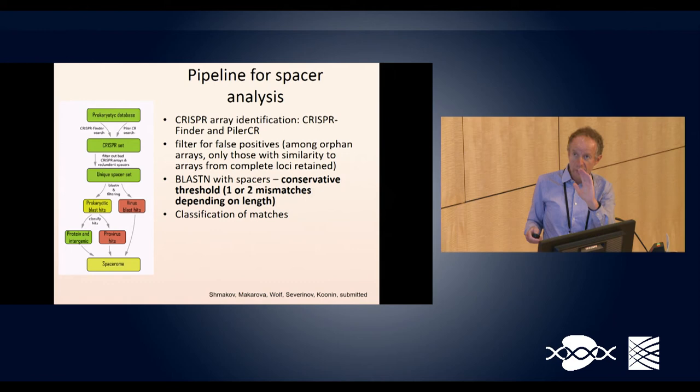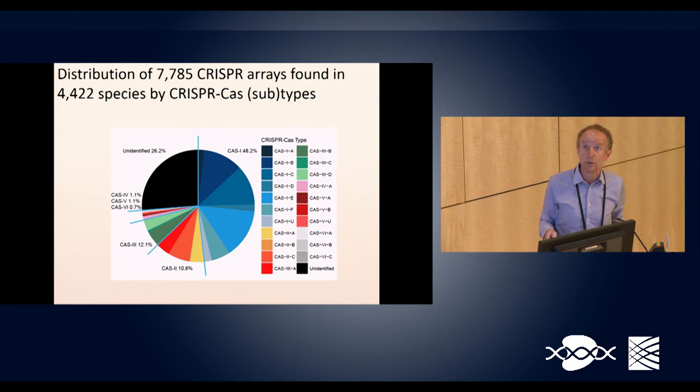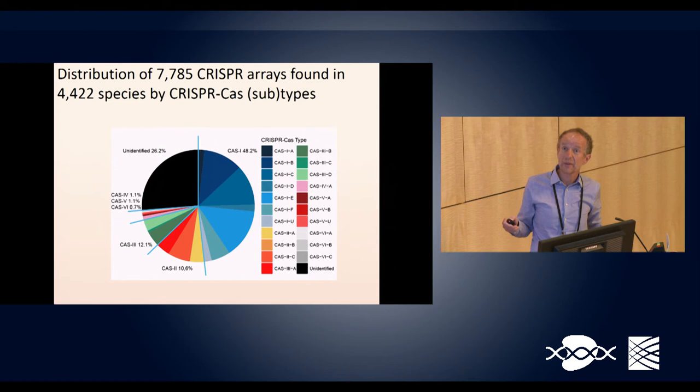So we devised a certain way to eliminate them, and then we did searches with spacers against the entire genomic and metagenomic databases with a highly conservative threshold, which, depending on the length of the spacer, could allow one or two mismatches in order to minimize the number of false positives, even at the cost of losing some sensitivity, perhaps. And then we classified the matches in the way that we shall see in a moment. So this is just an introduction to this whole thing.